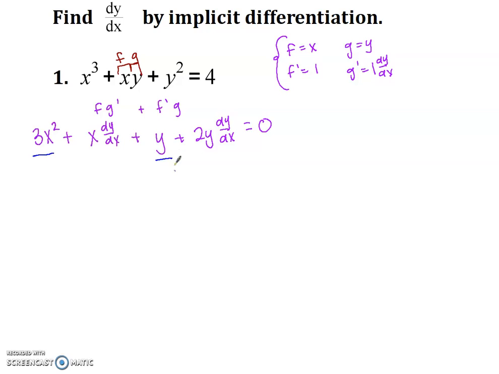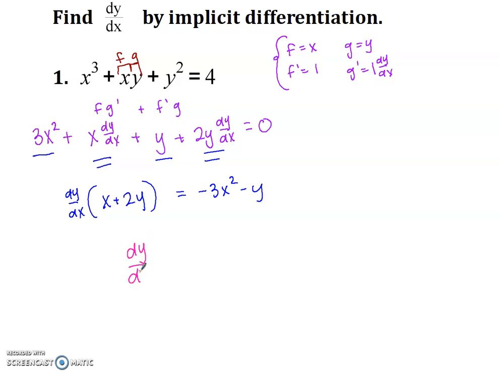I'm going to take my two terms that don't have a dy dx and move them to the other side. So that will be negative 3x squared minus y. And then these two terms that have a dy dx, I'm going to leave them on the left, but I'm going to take the dy dx out of them. And then to solve, I'm just going to divide by the x plus 2y. So dy dx will be negative 3x squared minus y over x plus 2y.